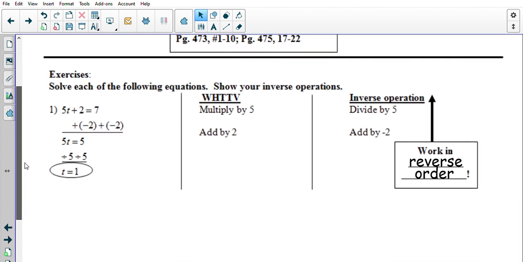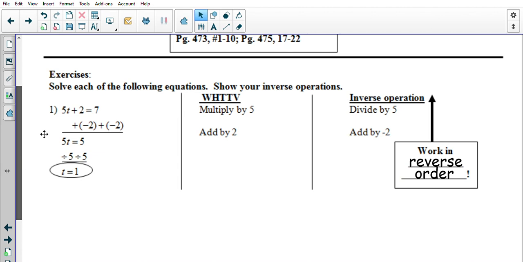In our first problem that's already done for us, the equation is 5t plus 2 equals 7. So you can see this equation involves both multiplication and addition. We're going to continue to use inverse operations to solve our equation. So we're going to identify the two things that are happening to the variable. Unlike before, when we only had one thing happening to the variable, here we have two.